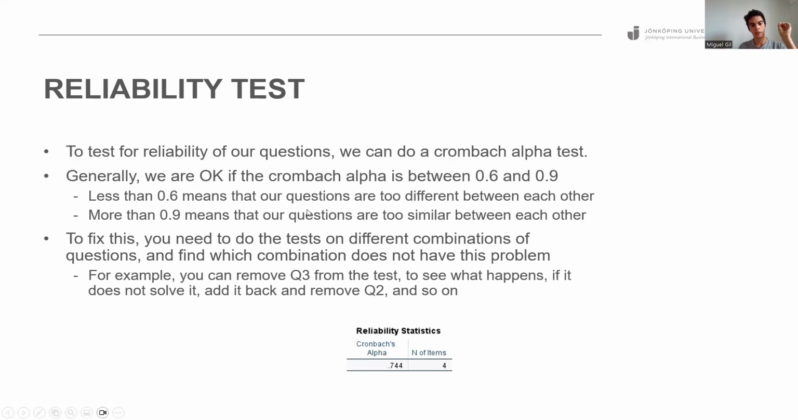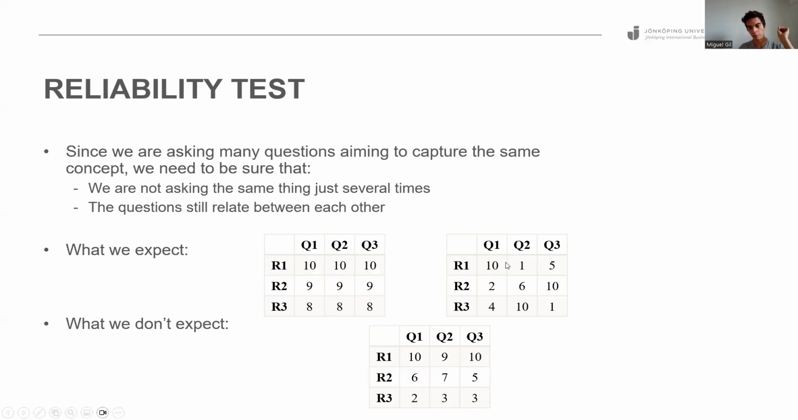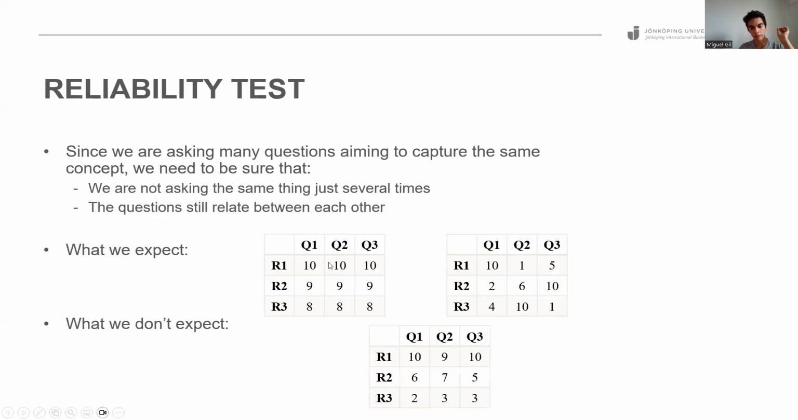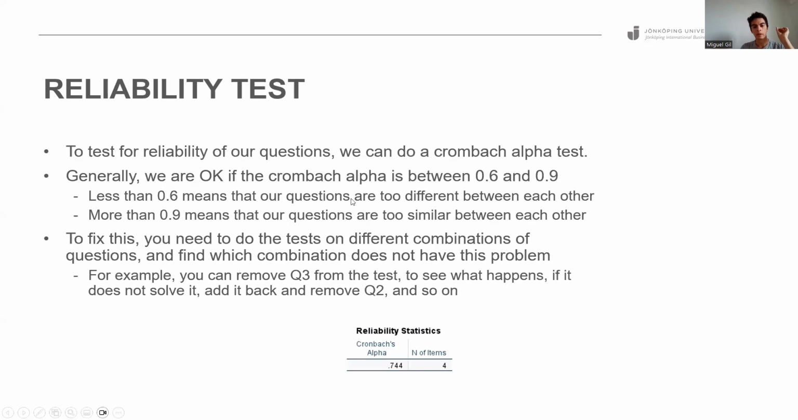You get this output in SPSS, and you need to check that this factor, the Cronbach's alpha, is between 0.6 and 0.9. If it is less than 0.6, it means that our questions are very chaotic. If it is higher than 0.9, it means that our questions are exactly the same. So there are problems if it is below 0.6 or higher than 0.9. In this example, it's fine because it's 0.744. That's very good. So we can say that this set of questions is reliable.